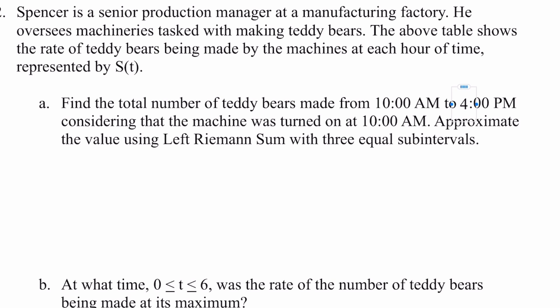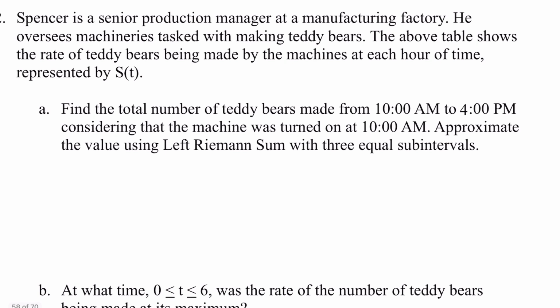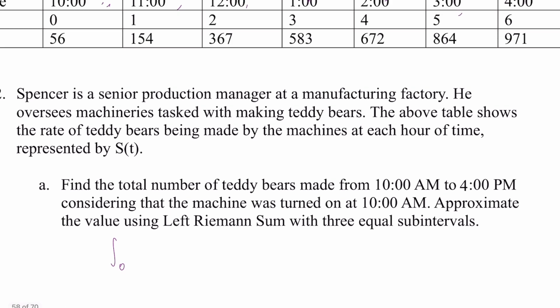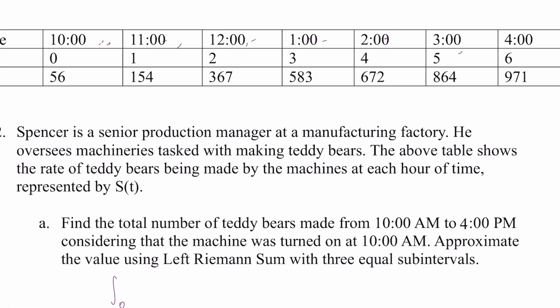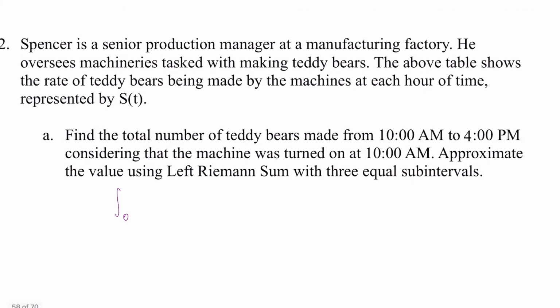So for number 2, we're supposed to use the left Riemann sum to approximate the number of teddy bears made, right? Since we're given the rate of teddy bears made, we have to take the integral to find the amount of teddy bears made in that time. So we can say it's from 0 to 1, 2, 3, 4, 5, 6. So 6.